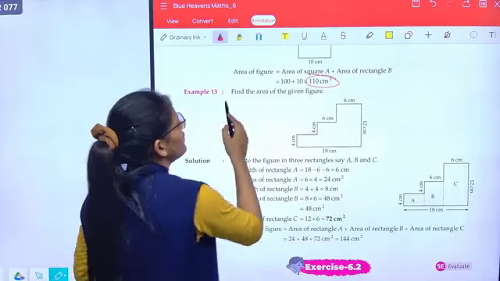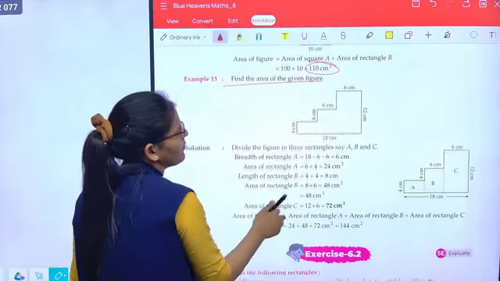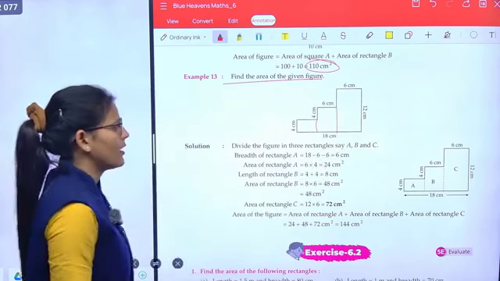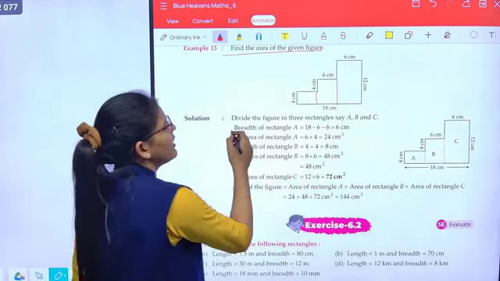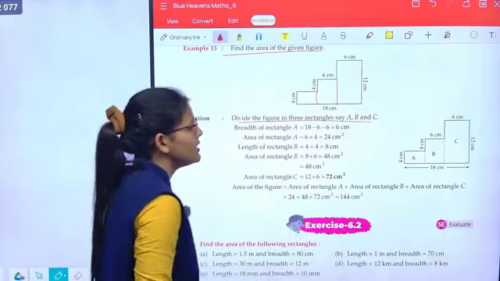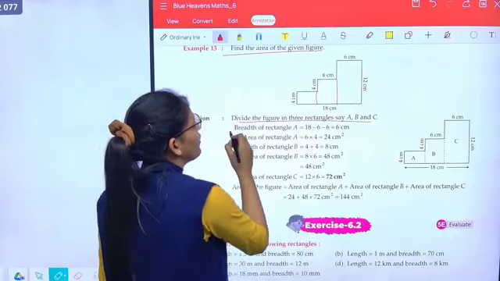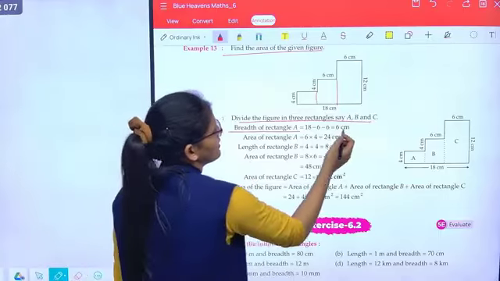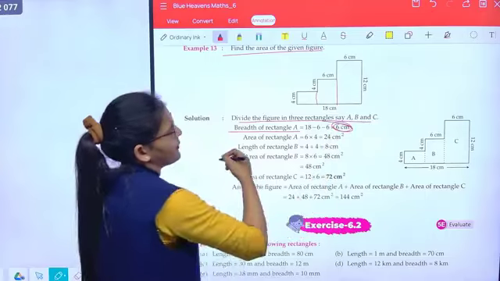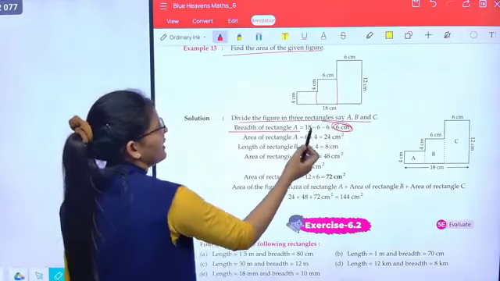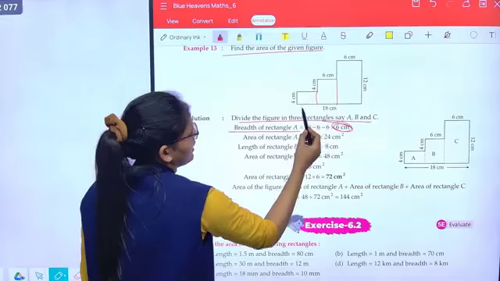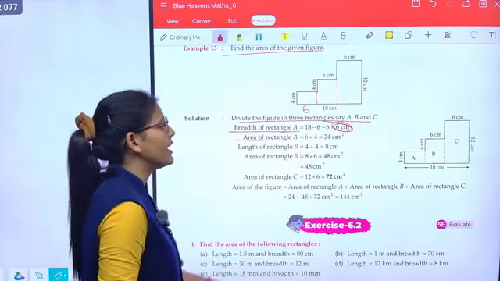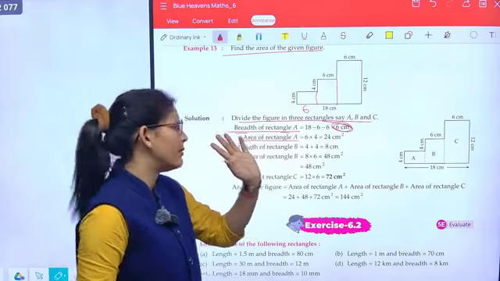Now class, find the area of the given figure. Now class, again we will divide it like this. So class, divide the figure in 3 rectangles, say A, B, C. Now breadth of rectangle A, 18 minus 6, 6 centimeter. Now area of rectangle A, 6 multiplied by 4, 24 centimeter square.